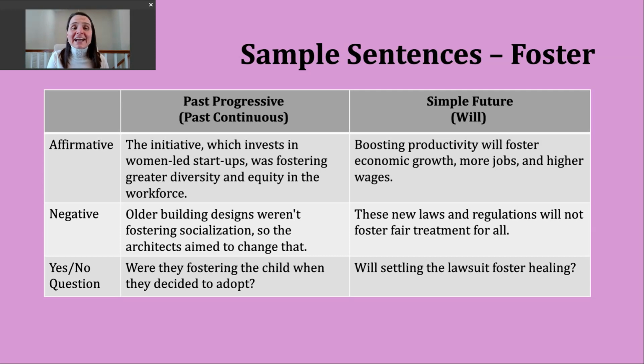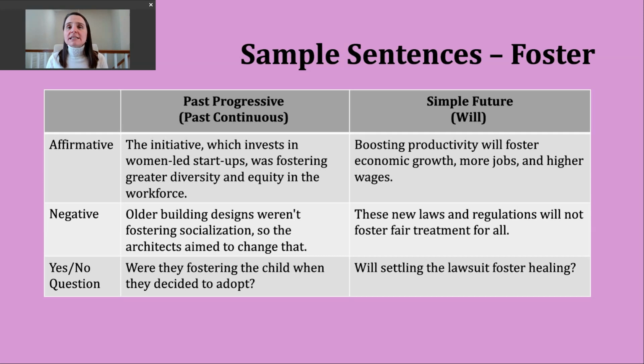So to make an affirmative sentence in the past progressive, I am going to use a past form of be. And we know be has two past forms. It's was or were, right? So I, he, she, it was, or you, we, they were. And then we're going to use the ing form of the verb.